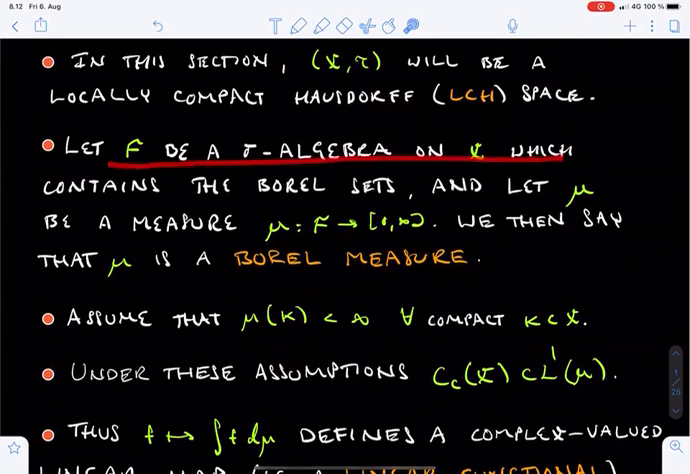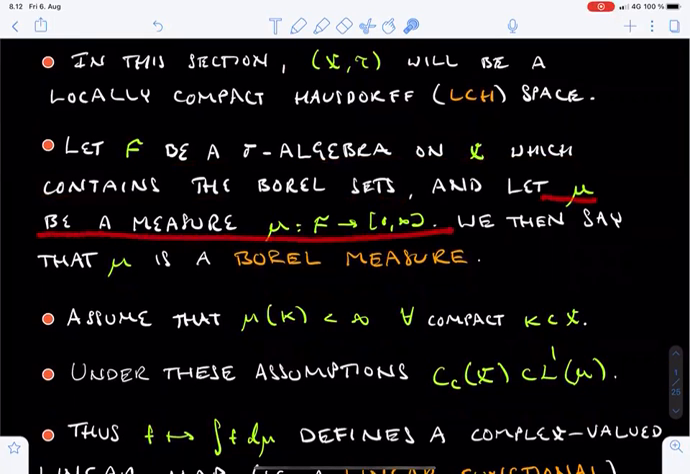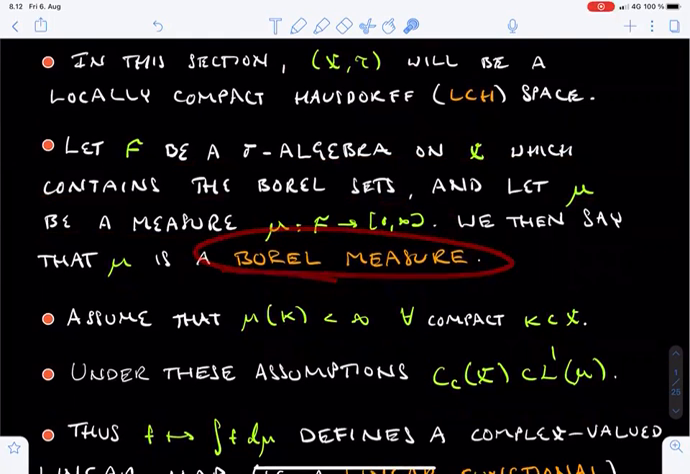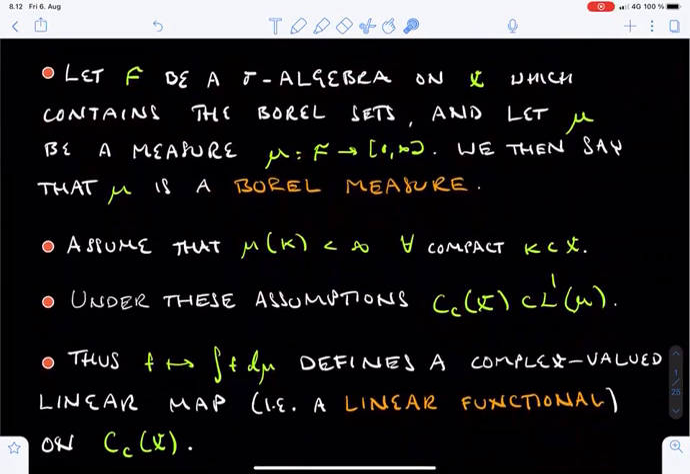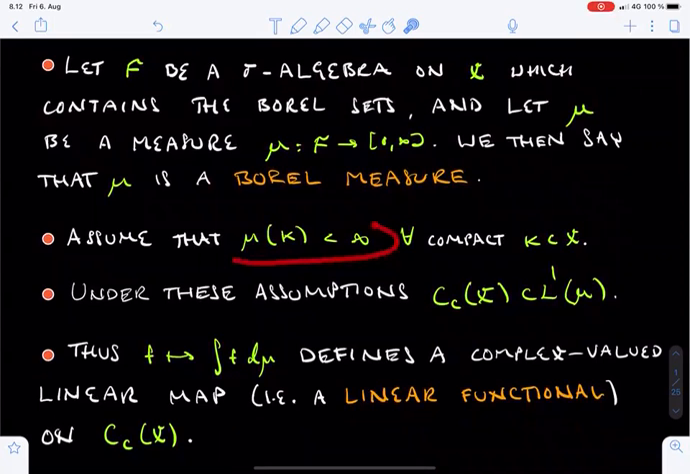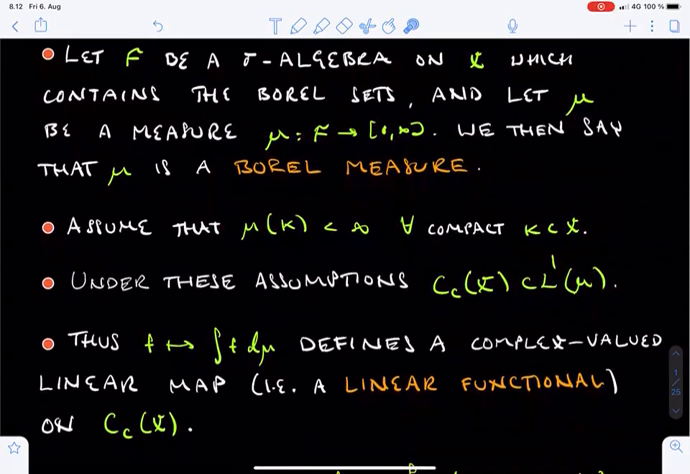Assume that F is a sigma algebra on X which contains the Borel sets, but may be larger, and let mu be a measure defined on F. Such measures will be called Borel measures. Assume, in addition, that mu assigns a finite value to every compact subset K of X. Under these assumptions, the space CC of X of compactly supported, complex-valued, continuous functions on X is a subspace of L1 mu.